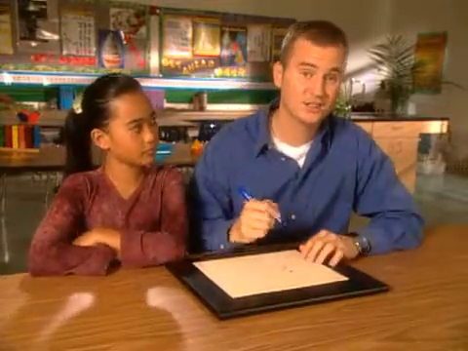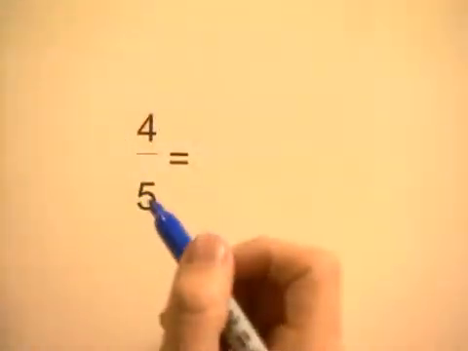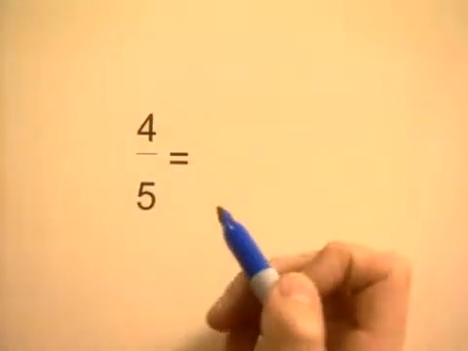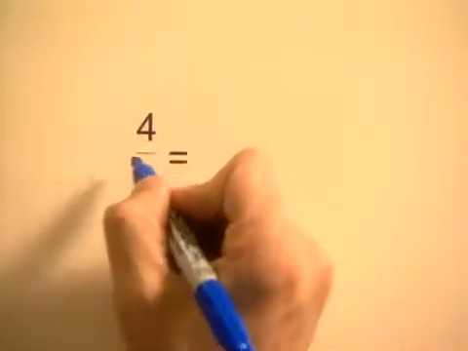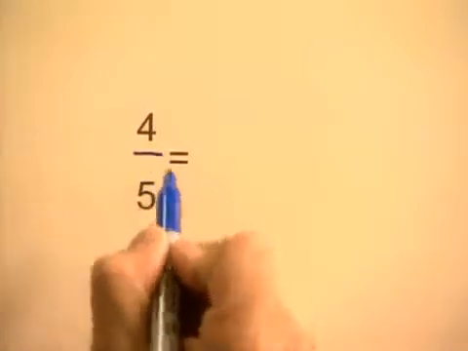We're going to turn a fraction into a decimal. And the way we do that is by dividing. Every fraction is actually a division problem. 4 over 5 is the same as saying 4 divided by 5. So this fraction line right here is really a different way to write a division symbol.